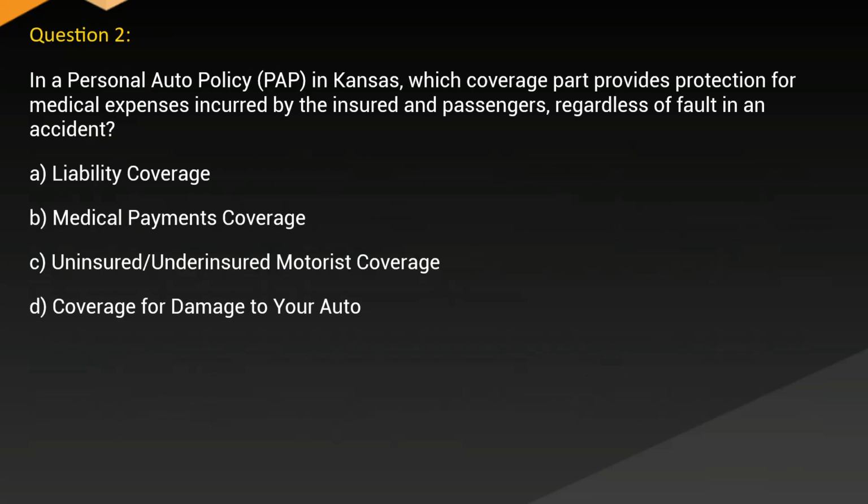Question 2. In a personal auto policy (PAP) in Kansas, which coverage part provides protection for medical expenses incurred by the insured and passengers, regardless of fault in an accident? A. Liability coverage. B. Medical payments coverage. C. Uninsured underinsured motorist coverage. D. Coverage for damage to your auto.